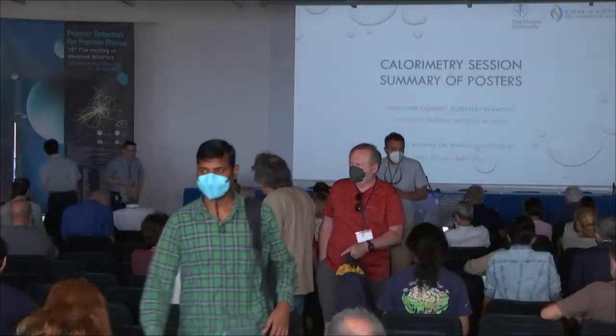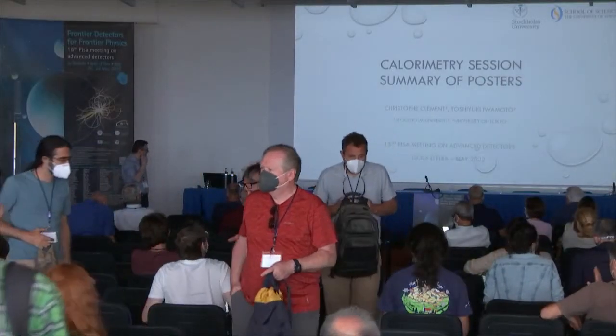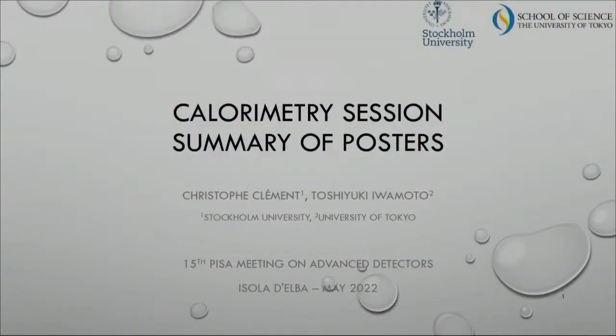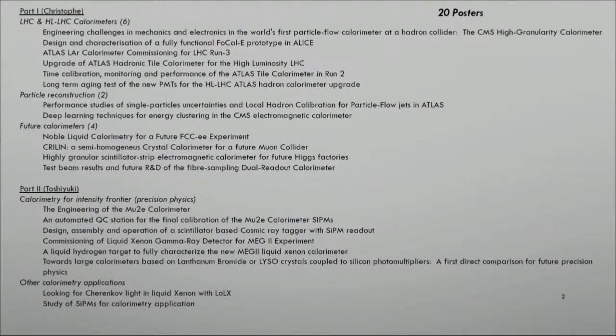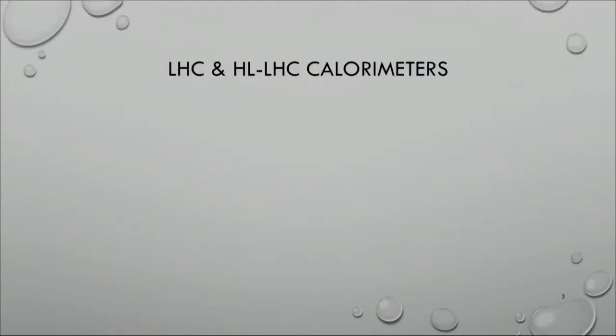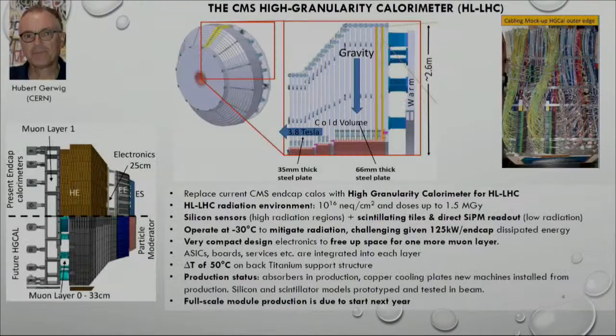So we have the challenging task of summarizing the posters. We split the task between us. We received 20 posters and divided them into a few categories that you will see appear. So I will skip directly into the material. The first few posters we cover are related to LHC and HL-LHC calorimeters, and also, in between, the Run 3 upgrade, which is still LHC.